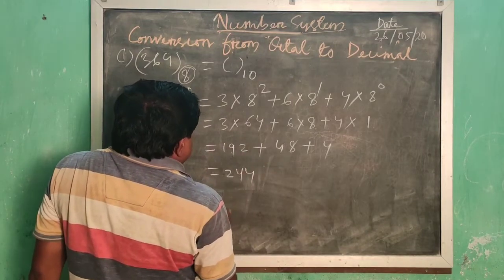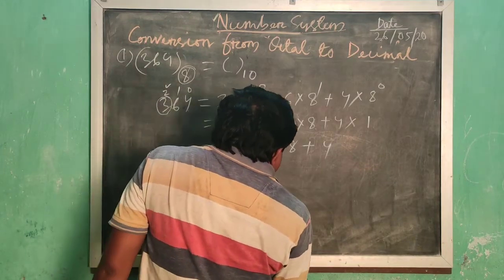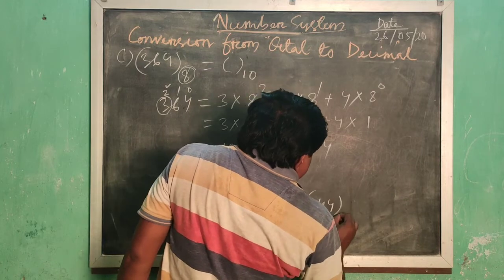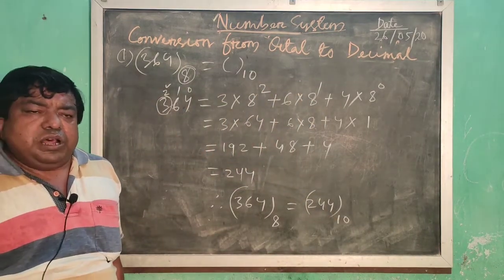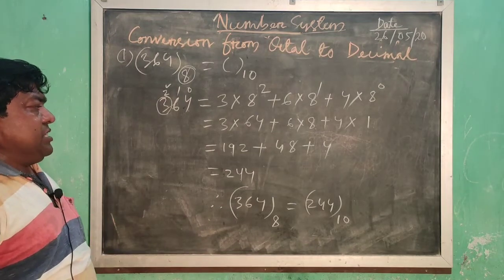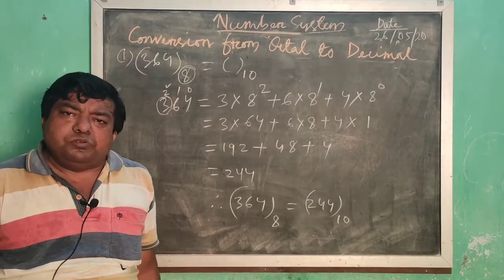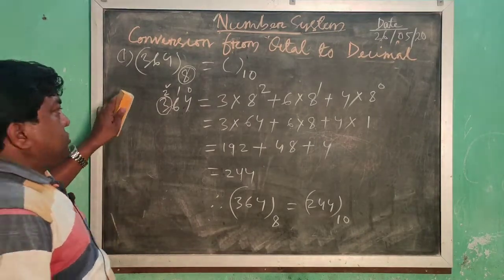Answer will be, you write 364 base 8 equal to 244 base 10. Okay, all are able to understand this solution. If anyone has any doubt, then write in comment section. Okay, next we will proceed.